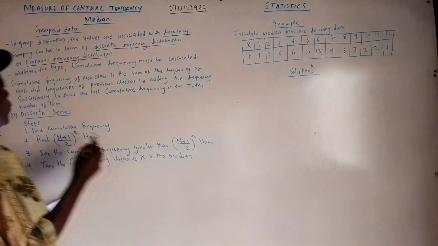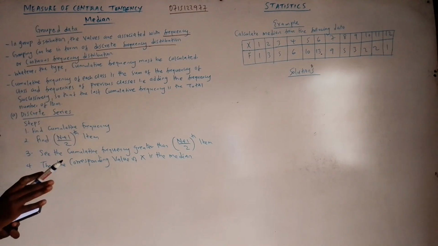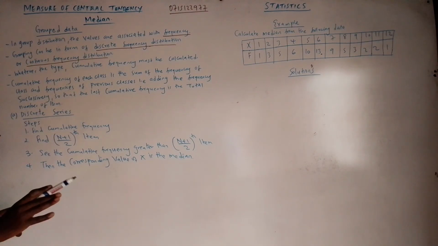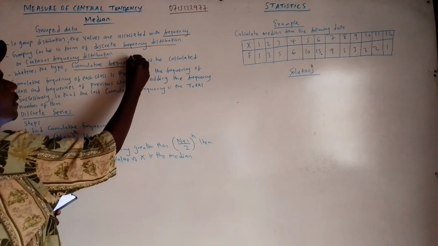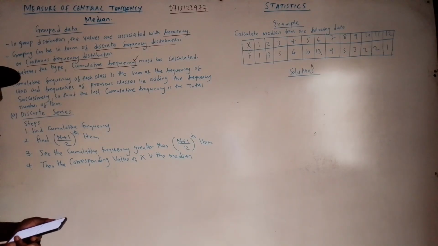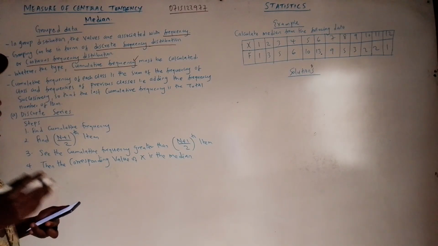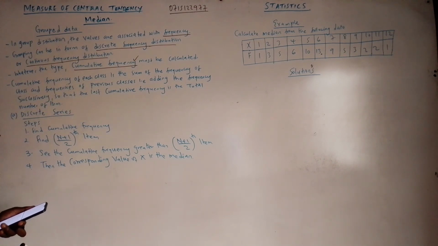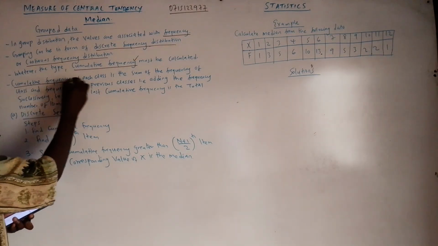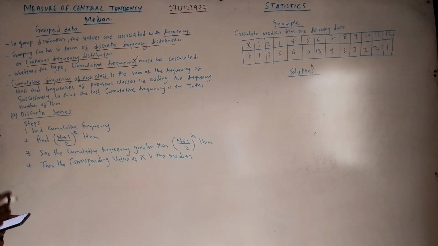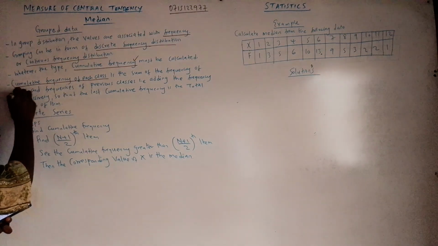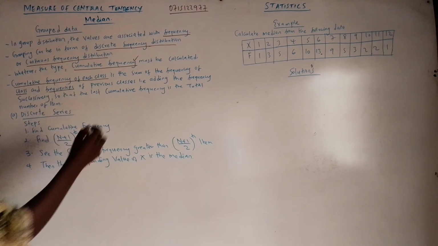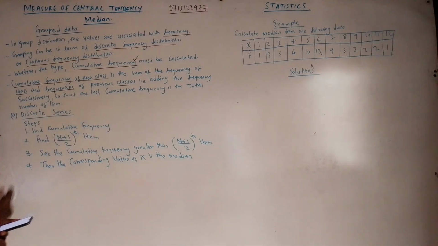Now, whatever the type of distribution we are talking about, either discrete or continuous, cumulative frequency must be calculated. Now, what is cumulative frequency? Cumulative frequency is the sum of the frequencies of classes and the frequencies of the previous classes, i.e., adding the frequencies successively so that the last cumulative frequency will be the total number of items.